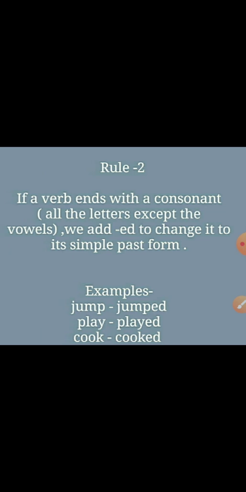Rule number 2. If a verb ends with a consonant, or letters except the vowels, we add ed to change it to its simple past form. Examples: jump, play, cook. All these words end with consonants. So we will add ed to change them to past form. Jump, jumped. Play, played. Cook, cooked.